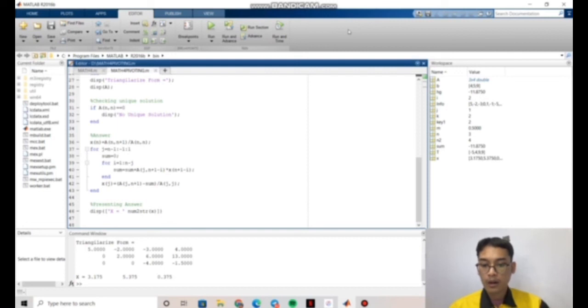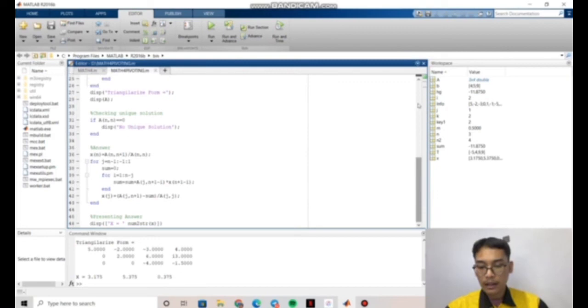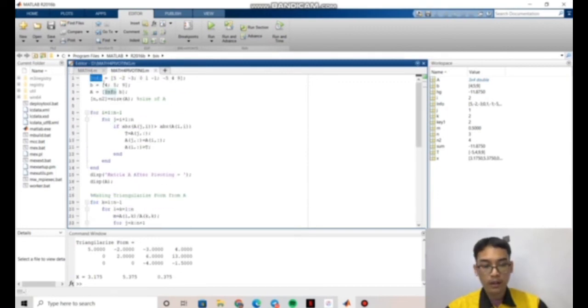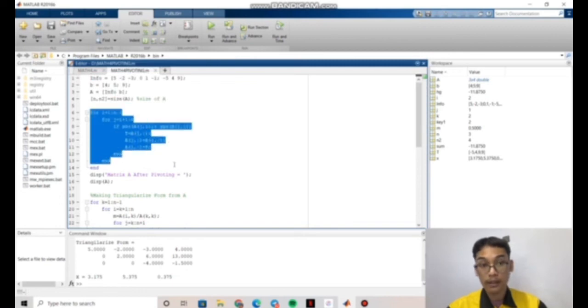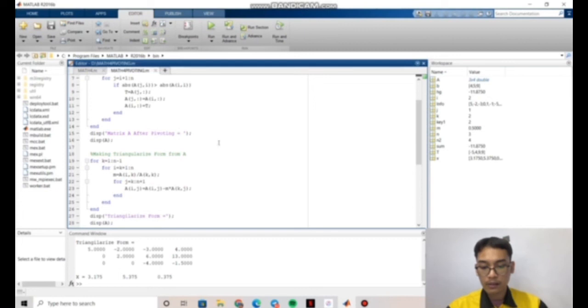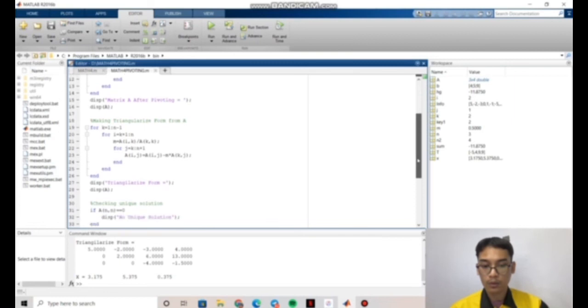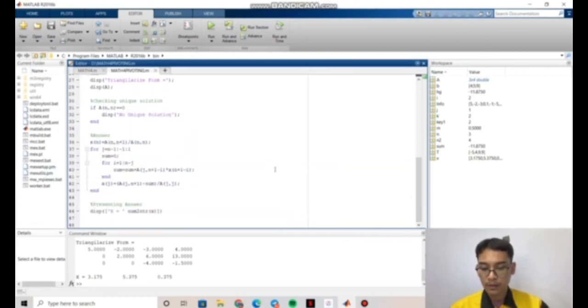We have declared all the important things and we have inserted a loop here, and this is for pivoting. After that, this loop is for the triangularized form of A. And lastly, this is the coding for the answer. So we run and advance. We can see here, this is the matrix that we get after we do the pivoting.